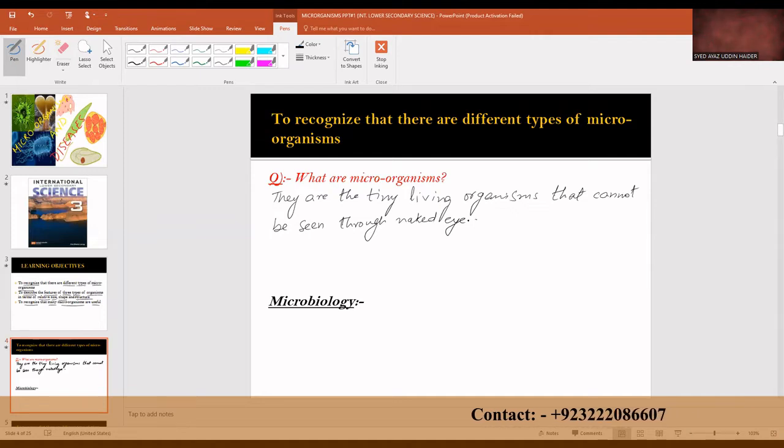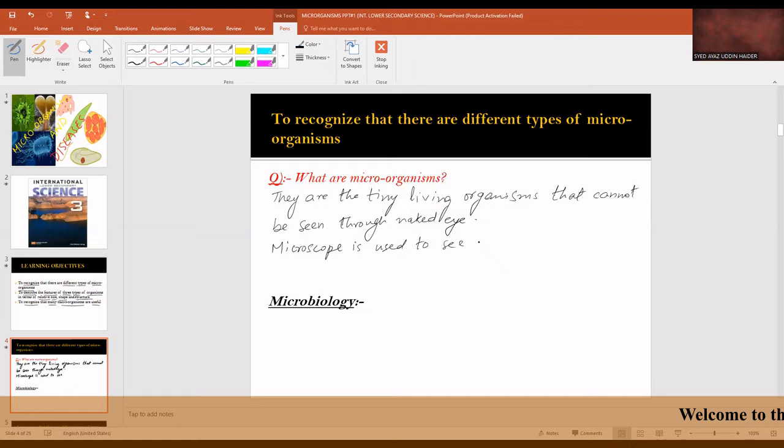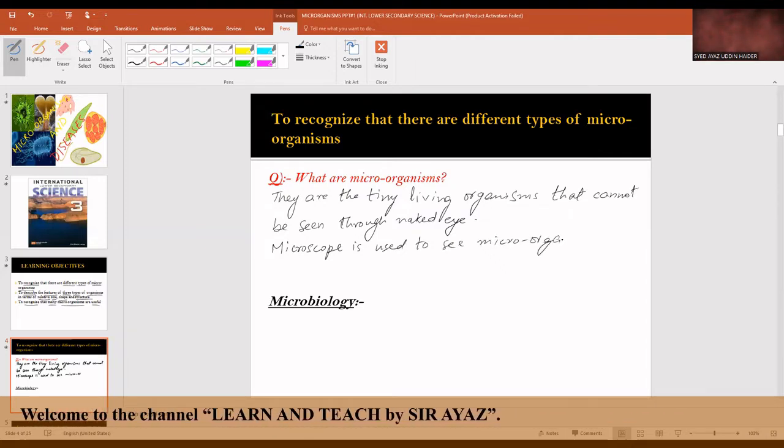An instrument known as microscope is used to see these tiny organisms. Microscope is used to see microorganisms.